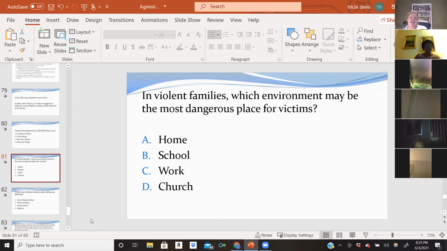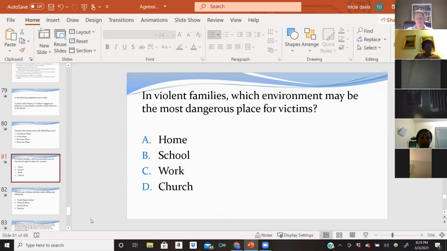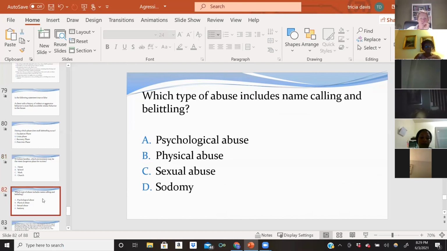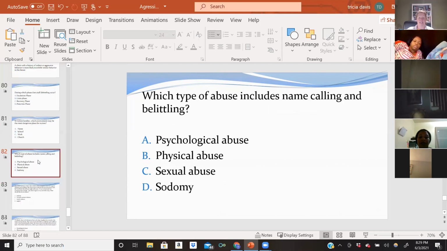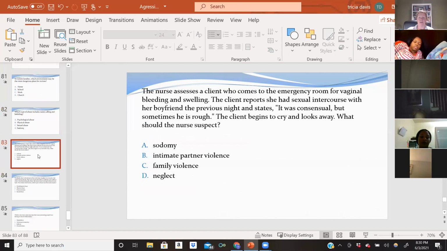Gotcha. In violent families, which environment may be the most dangerous place for victims? Home, school, work, or church? Home. Yes, home. Which type of abuse includes name calling and belittling? Psychological, physical, sexual, or sodomy? Psychological. A. Yes, A, psychological.